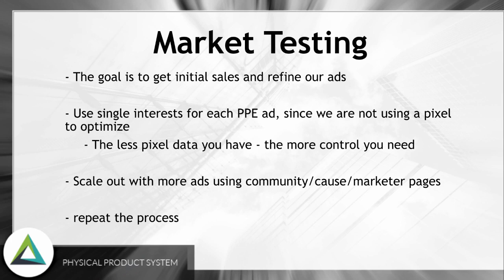So with a page post engagement ad, you're not even optimizing for the pixel. So you have no pixel data. So you need to have the most amounts of control. And that's the same thing with a click to website ad. I do single interest for a click to website ad because it doesn't optimize for anything involving a pixel.